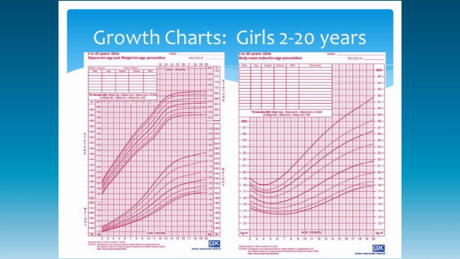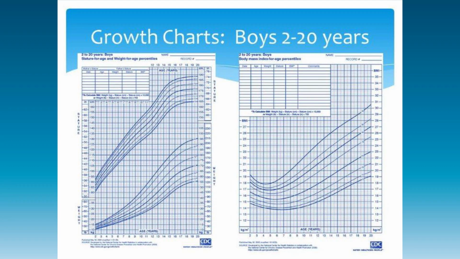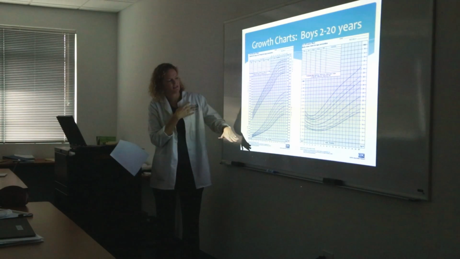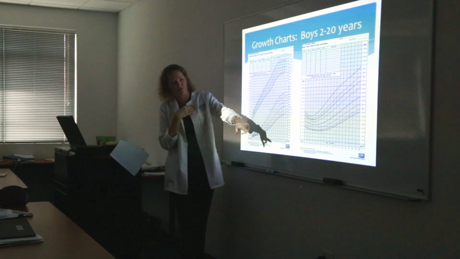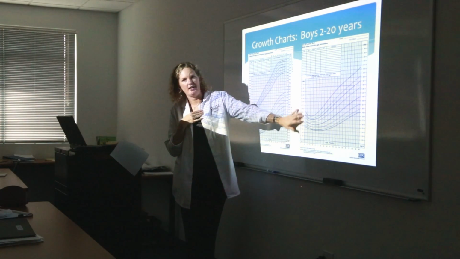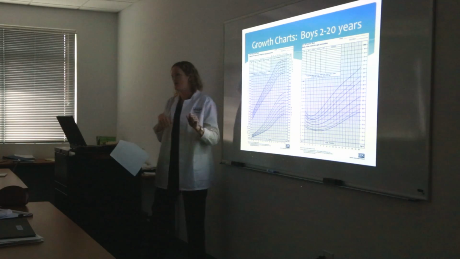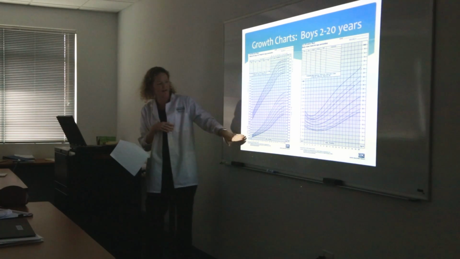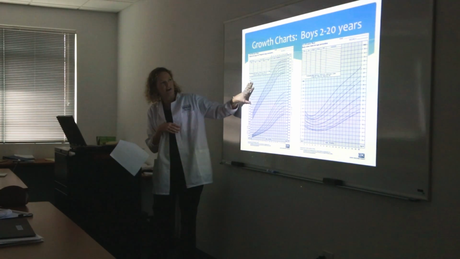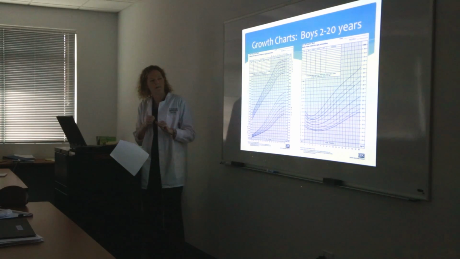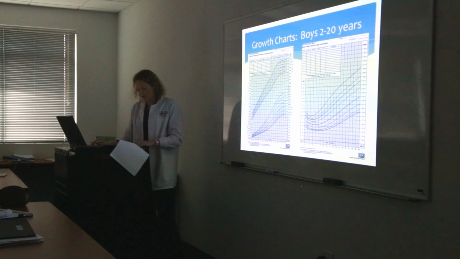And then here's the girls 2 to 20 and the boys 2 to 20 years. So the difference is that on the back of the growth chart, you're just plotting BMI for age. You're not doing the head circumference anymore. So on the front, you have your weight for age, your height for age, and then on the back, you have your BMI, okay?